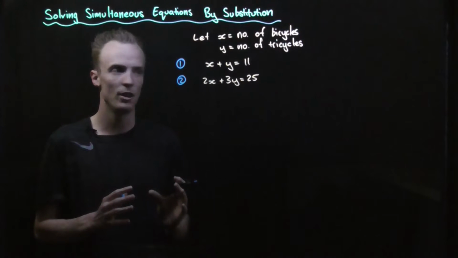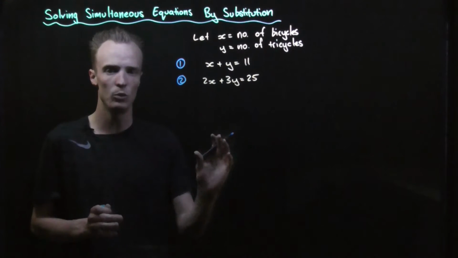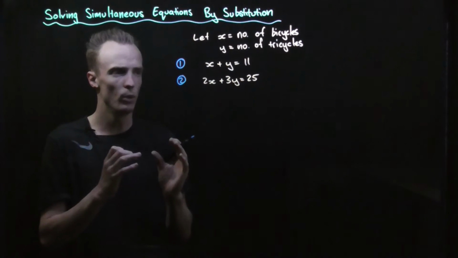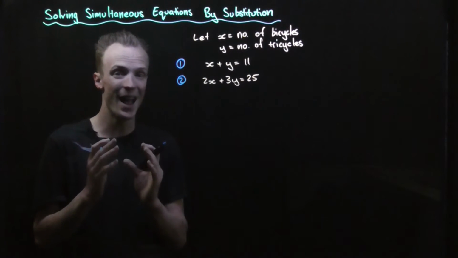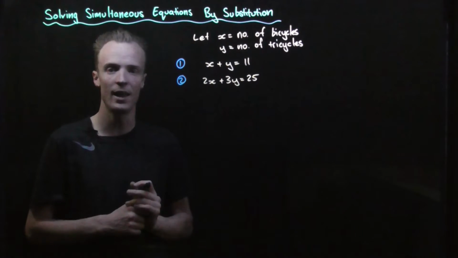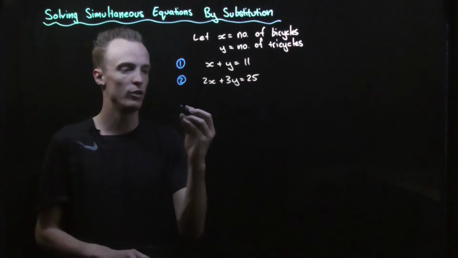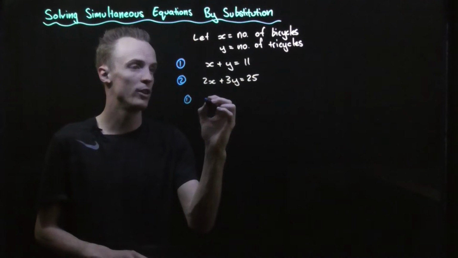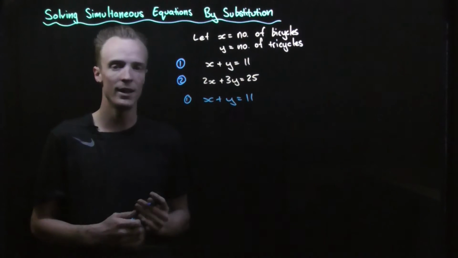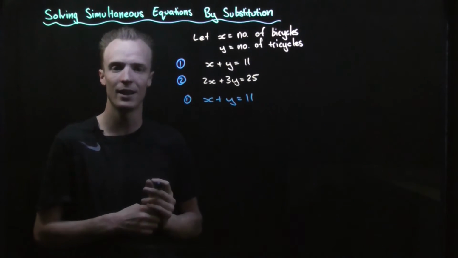Now, you might immediately notice that unlike our previous problem, we don't have an x equals or a y equals anymore in one of our equations. So what that means is our first step actually has to be to take one of these equations and isolate the x or the y value. Now, it's going to be easiest to work with equation 1. So I'm going to use equation 1, x plus y equals 11, and isolate either the x or the y. In this case, I'm going to choose to isolate the x value.